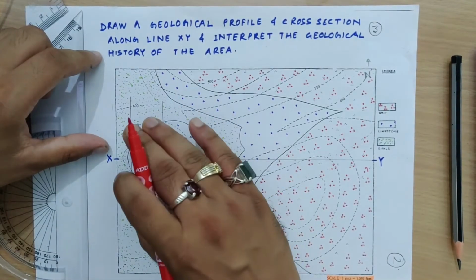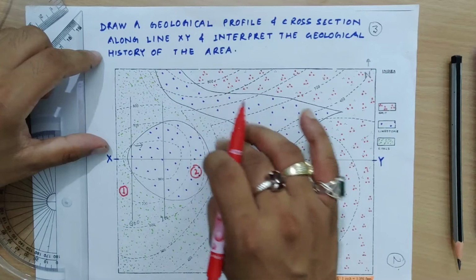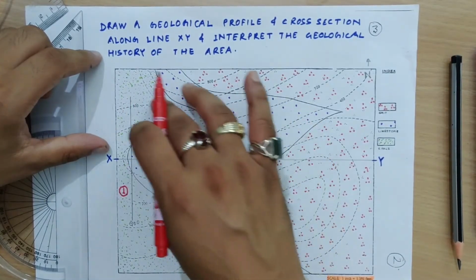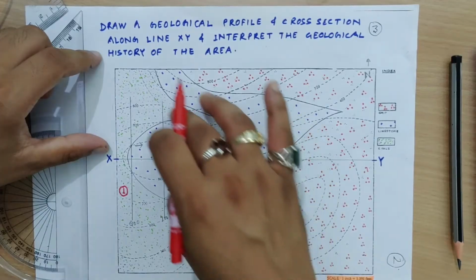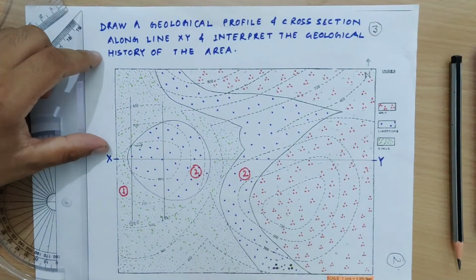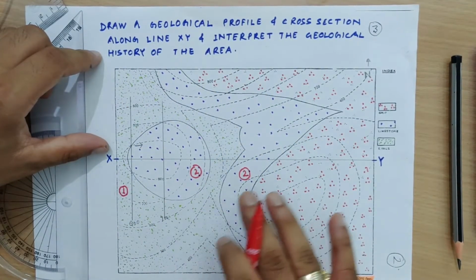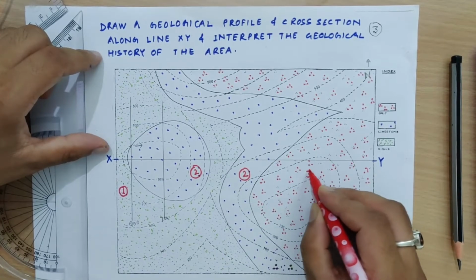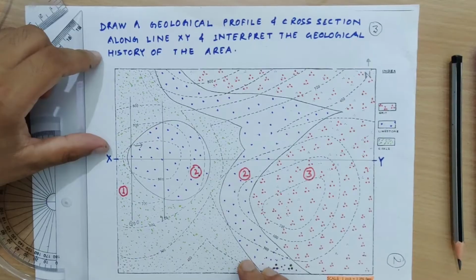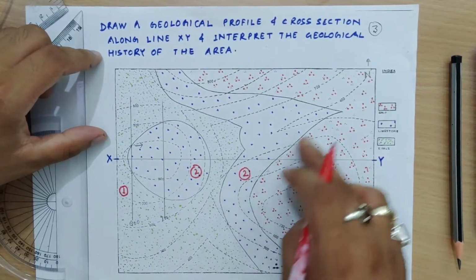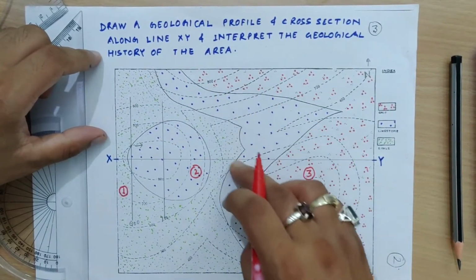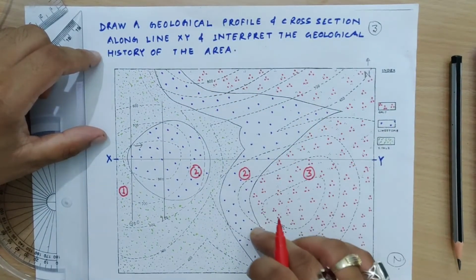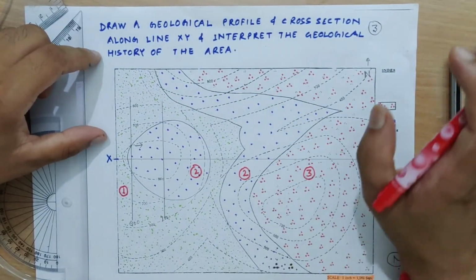Here bed number 2 is overlying bed number 1, and here it has been eroded, so bed number 1 is exposed in these regions. This is the oldest bed. Then we have got bed number 2, and here we have bed number 3. We already knew from the number of traces, because there are 2 traces which are not repeating, so we have 3 beds.